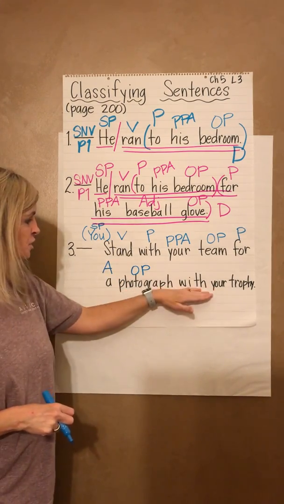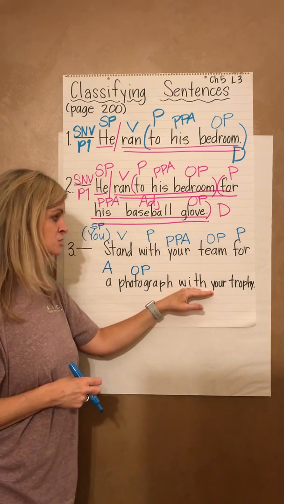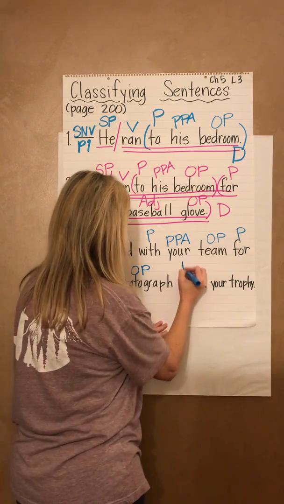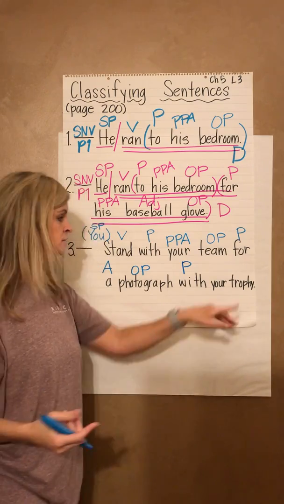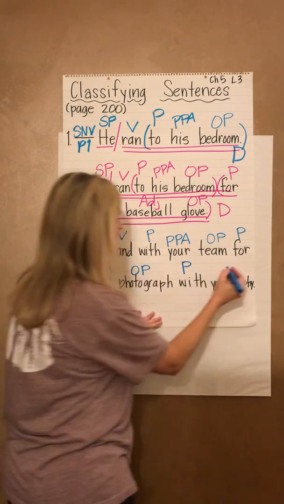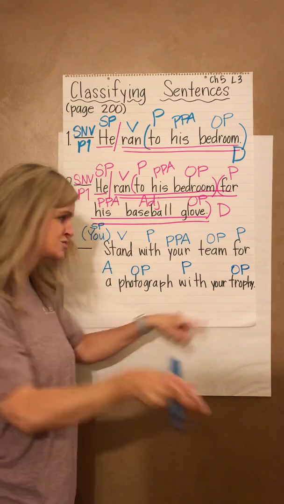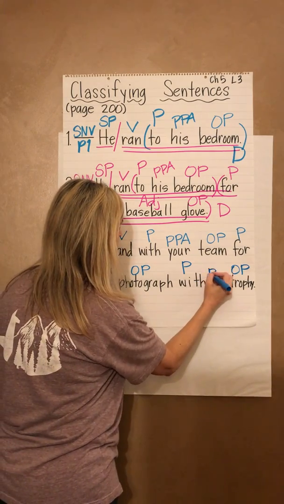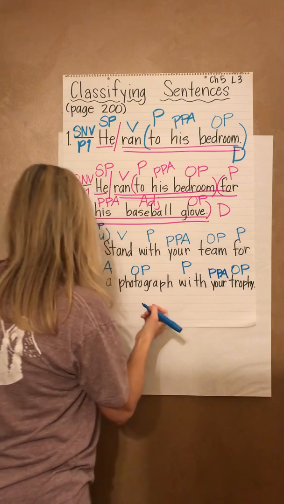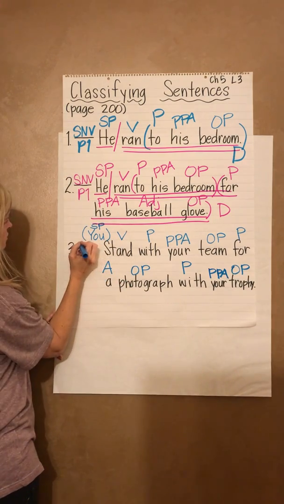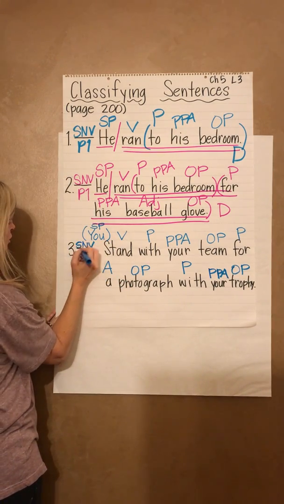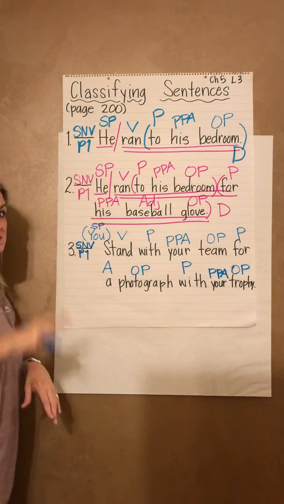All right, we got another word here, with, probably a preposition. With, preposition. With what? Trophy, right. Object of the preposition. Whose trophy? Your trophy. Possessive pronoun adjective. Subject, noun, verb, pattern 1. Skill check.